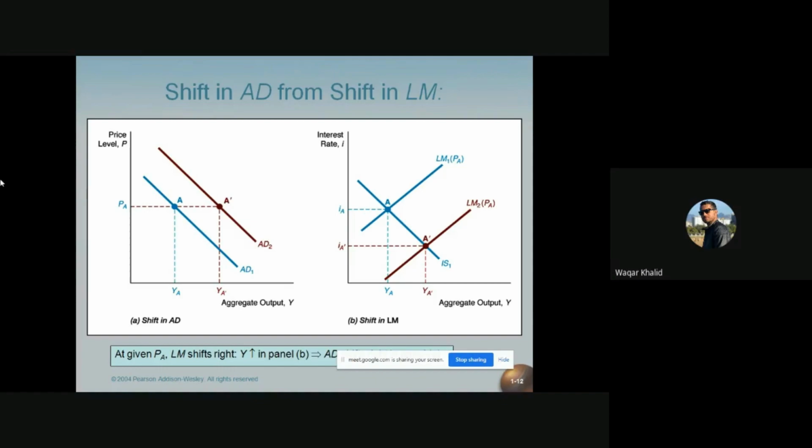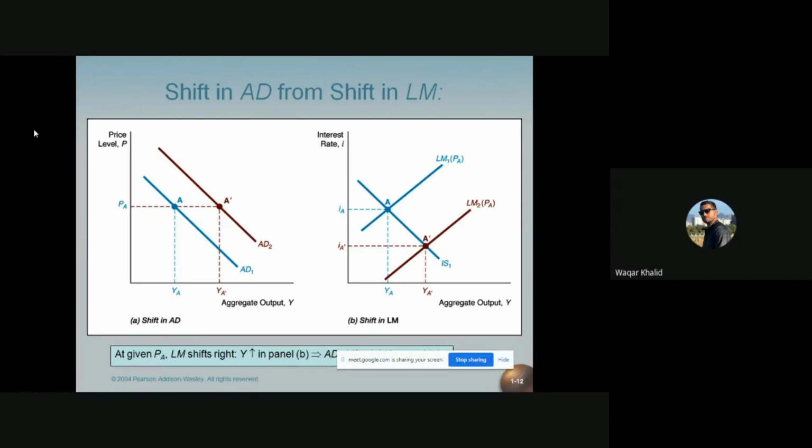Look at here, we have the fixed price level PA. The price level is fixed, and we have increased the money supply. With the increase in the money supply, the LM curve has shifted to the right. But look at the shift in the aggregate demand. The aggregate demand curve has also shifted to the right from AD1 to AD2. That's why we can say that if the price level remains the same, any factor that shifts the LM curve shifts the aggregate demand curve in the same direction.